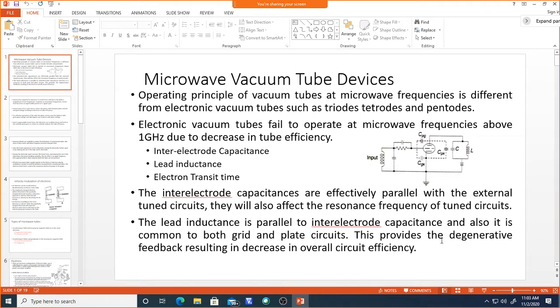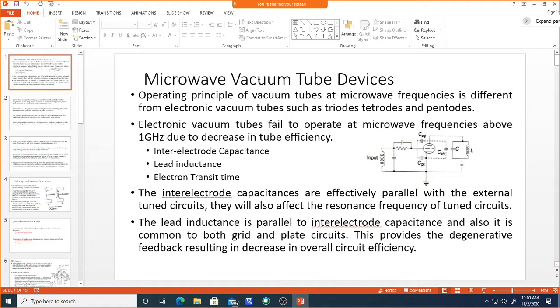So we'll go to the next unit, which is microwave vacuum tubes. This is a new unit which we are going to start. So what are these microwave vacuum tubes, why are they used, where will they be helpful, and also what are the applications?